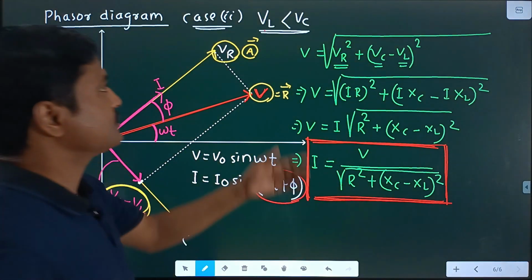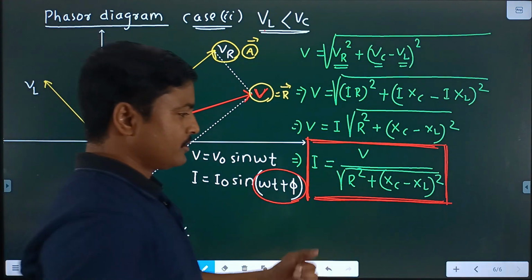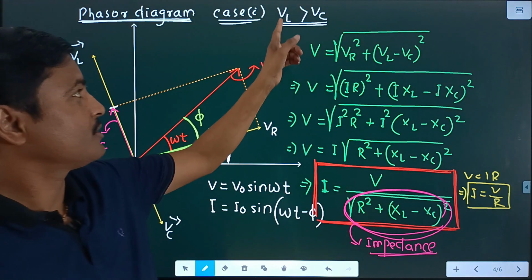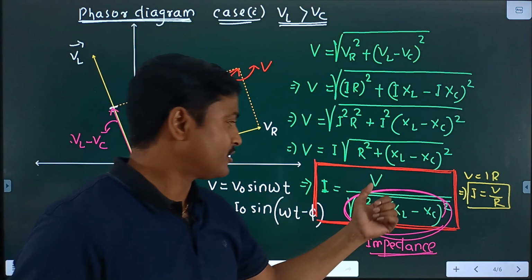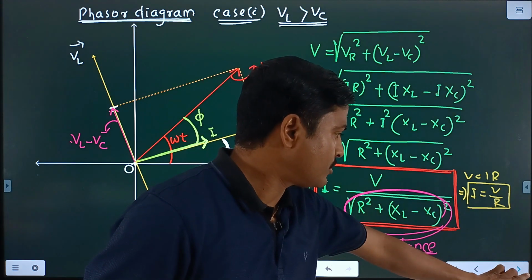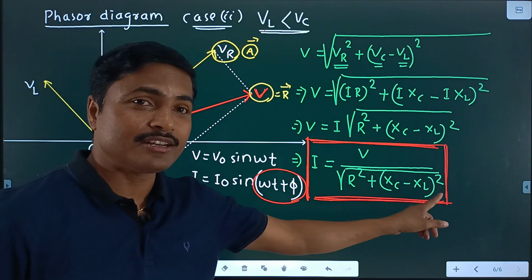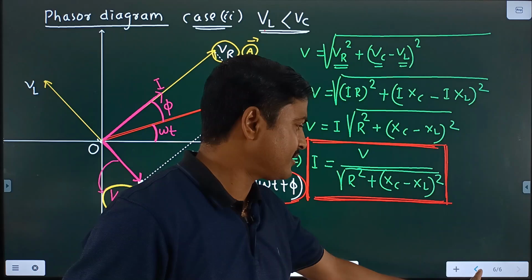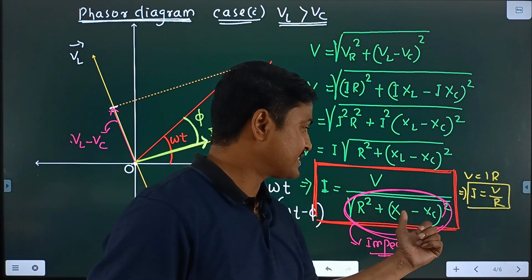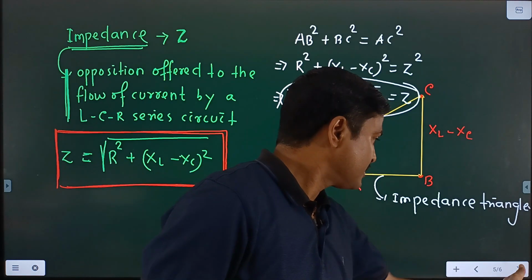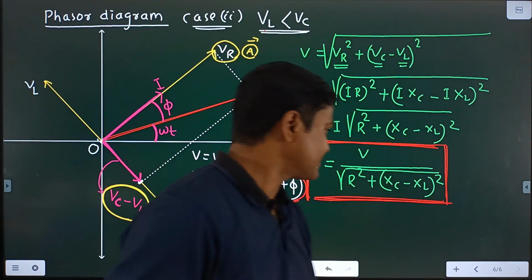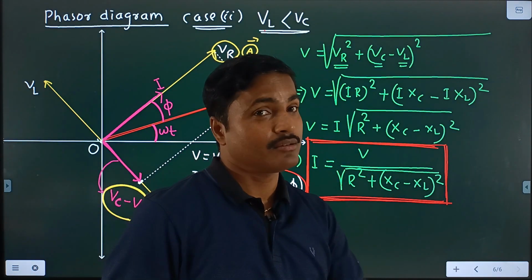And what is the condition? The condition is VL minus VC. And if we compare these two expressions, here also this is the expression of current. The condition is VL is greater than VC. Here it is V divided by root over R square plus XL minus XC whole square. In this case, the same expression, but here XC minus XL. Here it is XC minus XL, and in the other case it is XL minus XC, and the square is there. So XL minus XC whole square in one case, and XC minus XL whole square in the other case, both are the same.